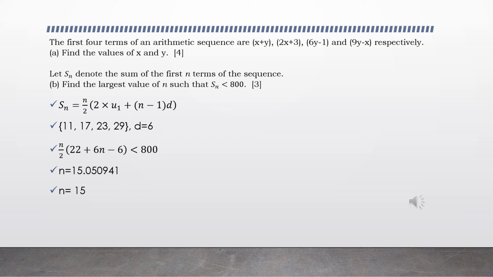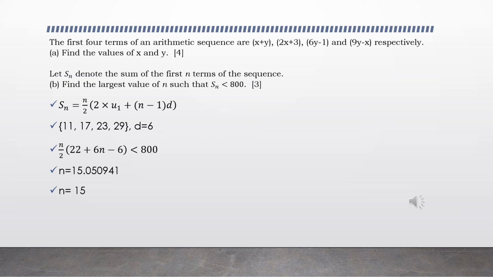To continue, for letter B, we're asked to find the largest value of n such that the sum of the first n numbers is less than 800. So we can use the formula for S sub n, and then we will be required to find u sub 1 and d. Okay, so substituting for previously we have x equals 7 and y equals 4.